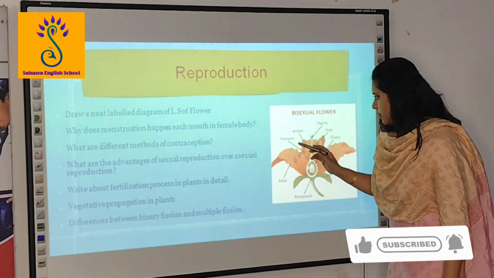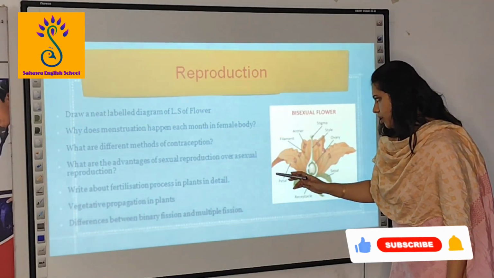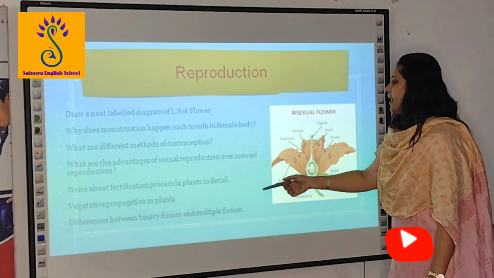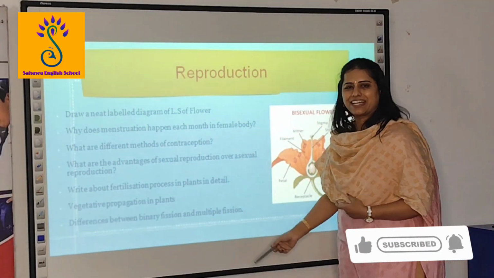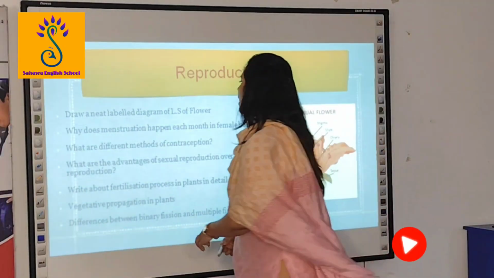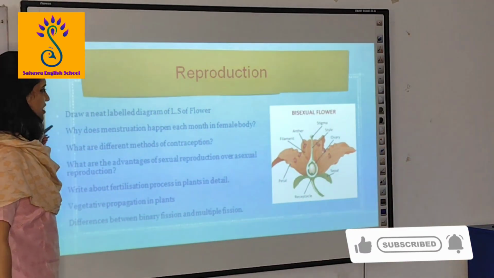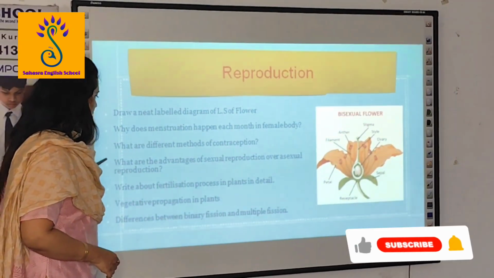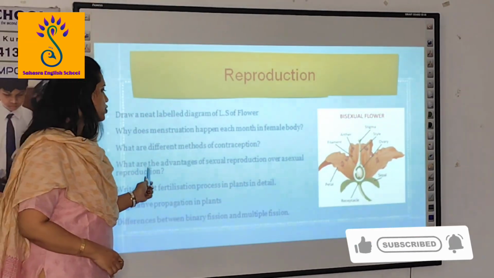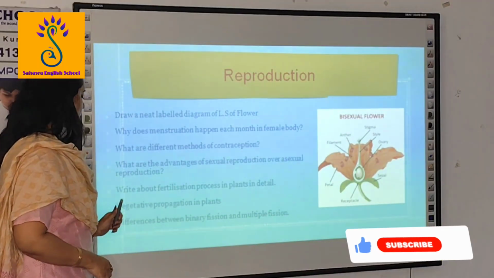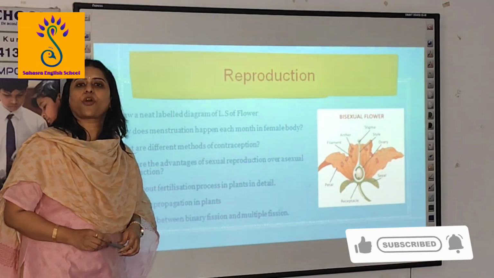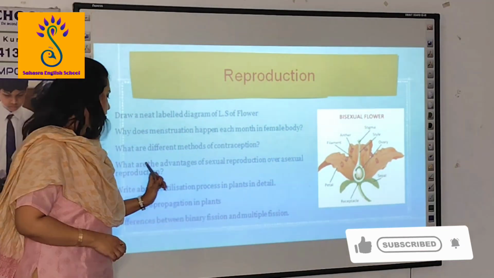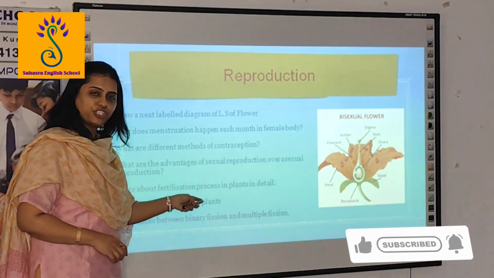Next, we'll move on to vegetative propagation in plants and advantages. You can write differences between all the questions. I'll read out and I'll explain one after the other. Why does menstruation happen each month in the female body? What are the different methods of contraception? What are the advantages of sexual reproduction over asexual reproduction? Write about the fertilization process in plants in detail. Vegetative propagation in plants. Differences between binary fission and multiple fission.